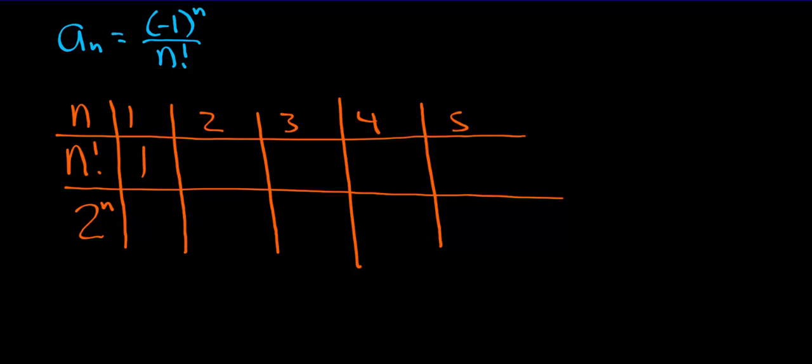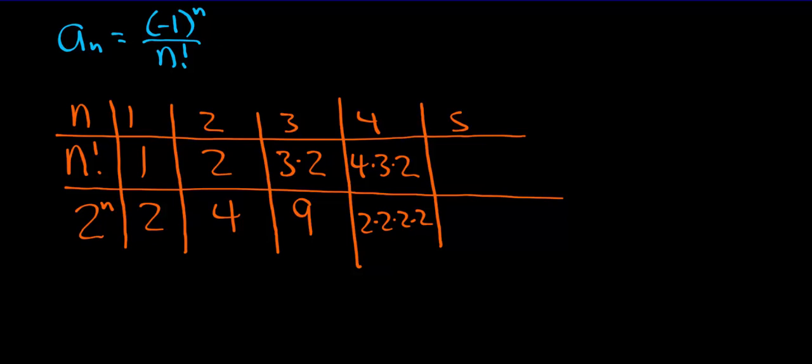Well, n factorial, that's 1. 2 to the 1 is 2, right? Now, if I put in a 2, that's 2, and this is 4. Then if I put in a 3, I get 3 factorial. That's going to be 3 times 2, and of course, this is going to be 8. And let's put in a 4. So this is 4 times 3 times 2, and down here, this is going to be 2 times 2 times 2 times 2. So it looks like the n factorial there is bigger in this case, right? Because this is 16 and this is 24.